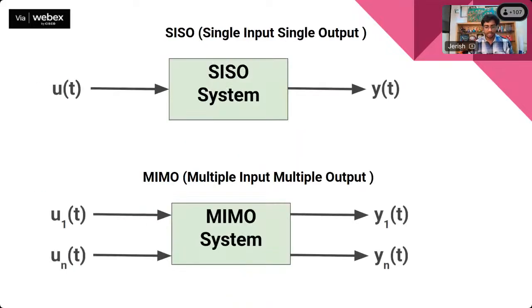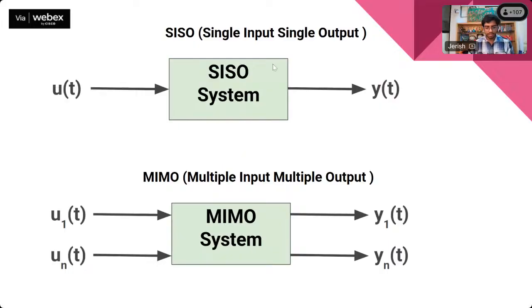There are other types of control systems, which we call SISO, SIMO, MISO, and MIMO, which are single input single output, single input multi output, multi input single output, and multi input multi output. But here I have listed two of them. So let's see what those are.